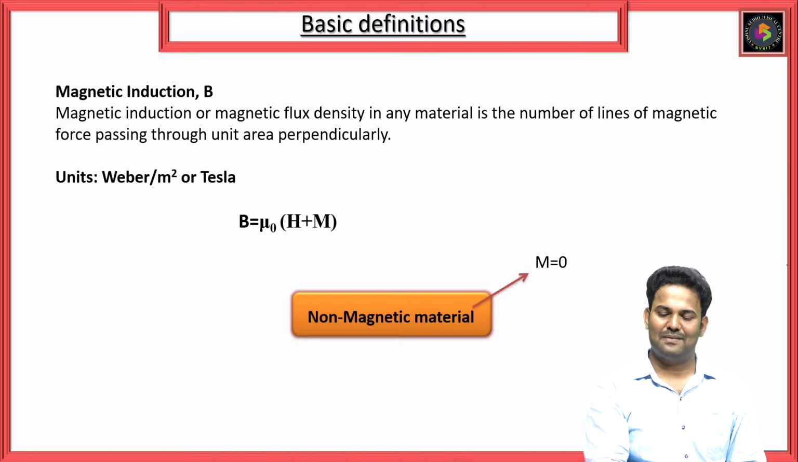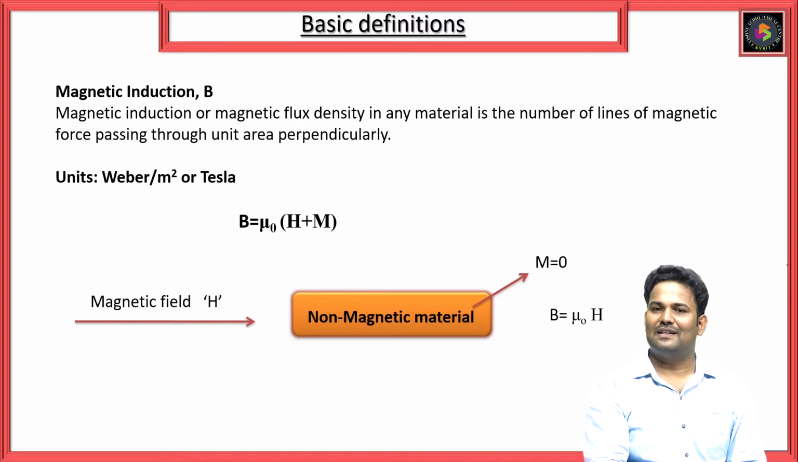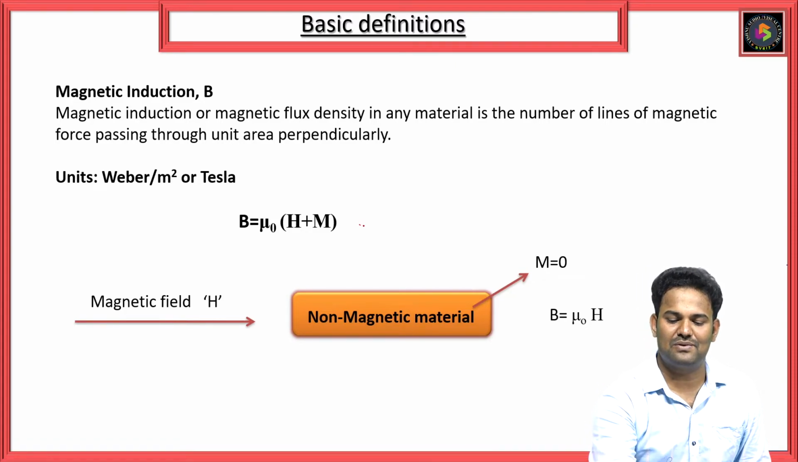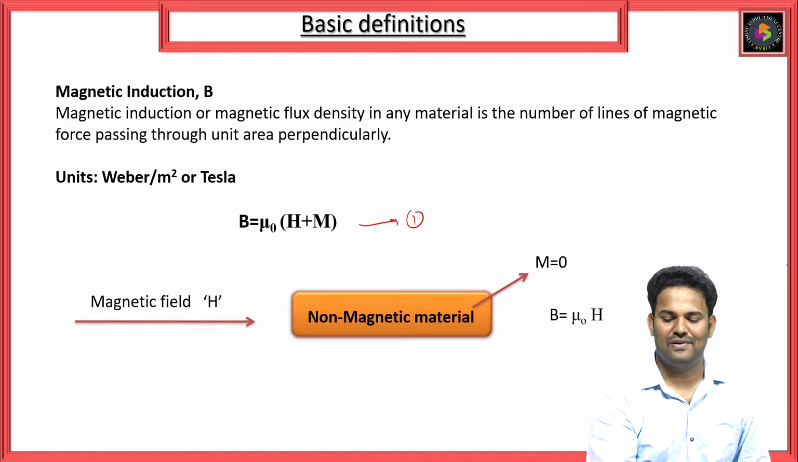So here, for example, the material is a non-magnetic material. You are applying the magnetic field H to the non-magnetic material. The magnetization M becomes 0. That means that it is a non-magnetic material. So that's why magnetic induction B is equal to mu naught into H only, because here M is 0. We can substitute M here. Then we will receive B, the magnetic induction, equal to mu naught into H.